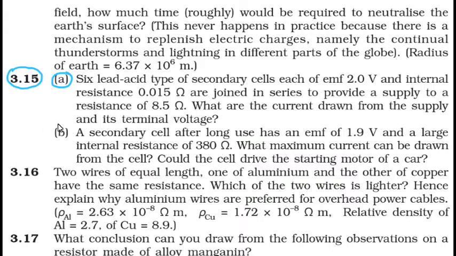B. A secondary cell after long use has an EMF of 1.9 volt and a large internal resistance of 380 ohm. What maximum current can be drawn from the cell? Could the cell drive the starting motor of a car? Let us see the solution.